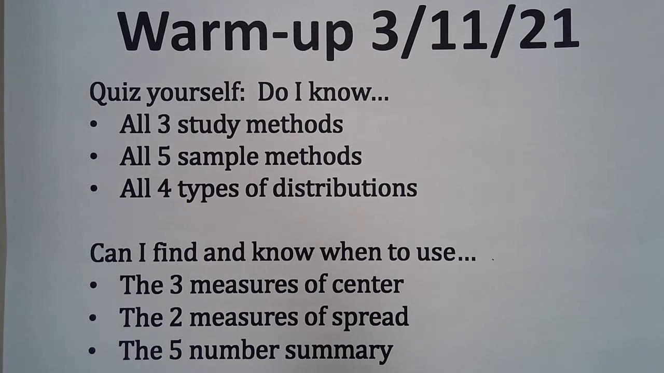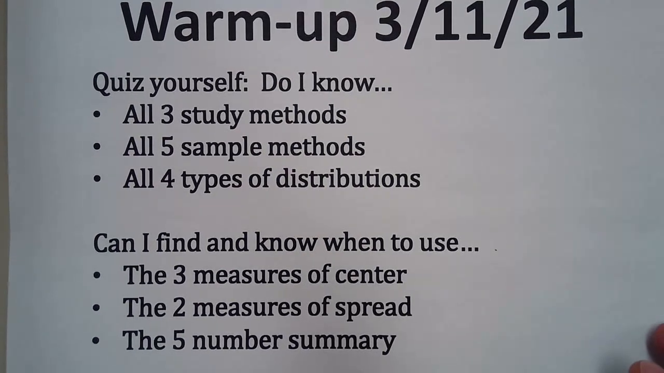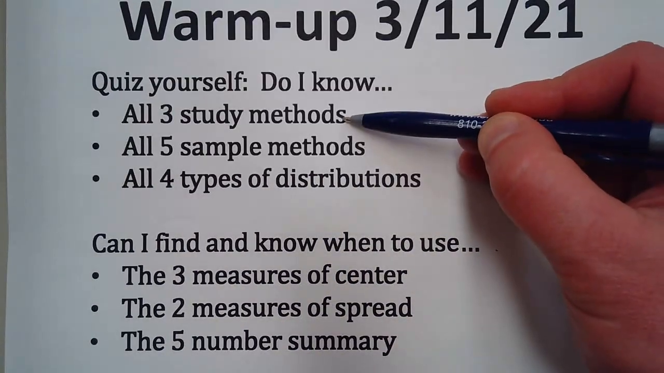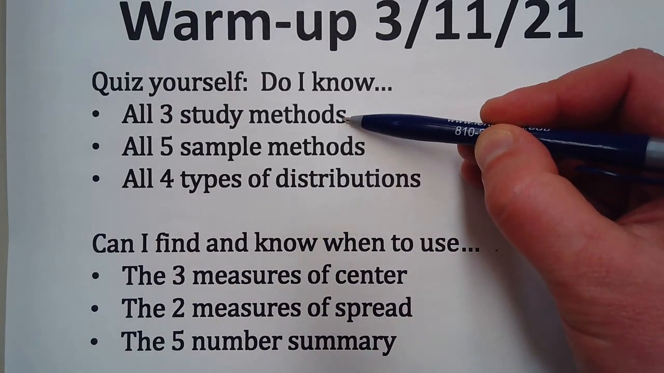Alrighty, so with a little quizarino tomorrow, here's a good summary of most of the things. This isn't everything. This is a good chunk of stuff you want to make sure you're clear on. So, could you name all these things right now? If you had to name all three study methods, could you be like, oh yeah, that's sample survey, observational, experimental?